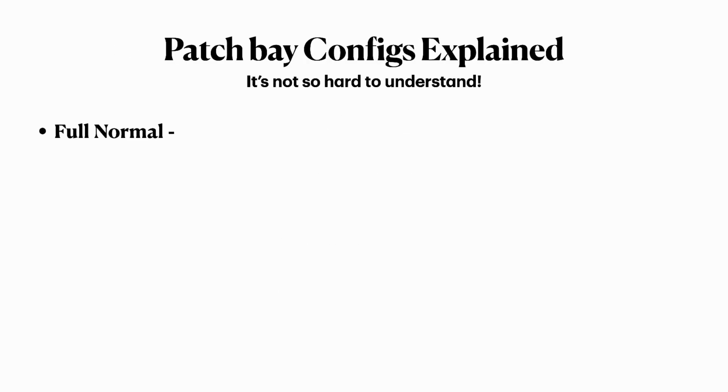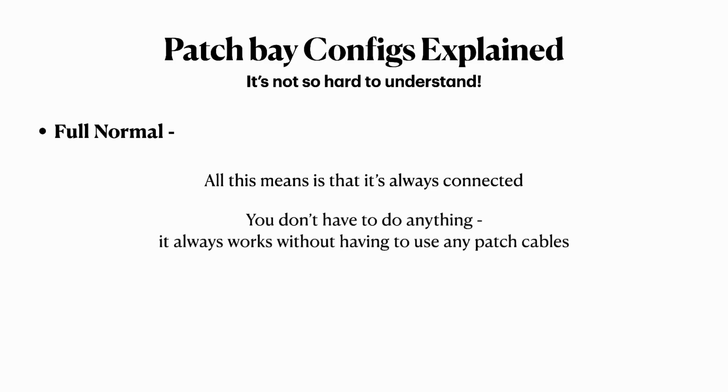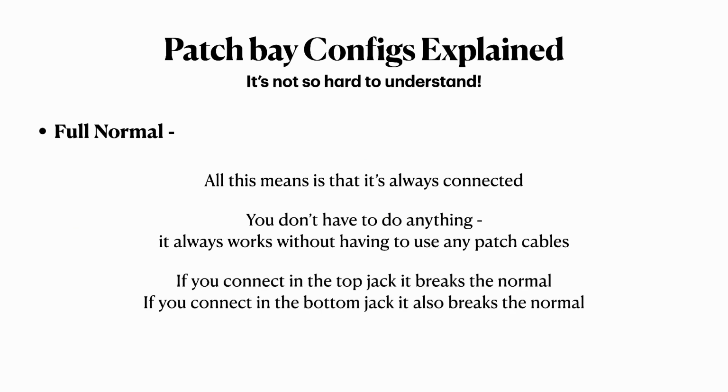So patch bay configurations explained. It's not that difficult to understand. The fully normaled. Okay, fully normaled, all this means is that it's always connected. You don't have to do anything. It always works without having to use any patch cables. Basically, number 1 is connected to number 1, is connected to number 1, is connected to number 1, and so on. You don't have to do anything. But if you do connect into the top jack of a fully normaled, it breaks the normal. And if you connect into the bottom jack of a fully normaled, it also breaks the normal.